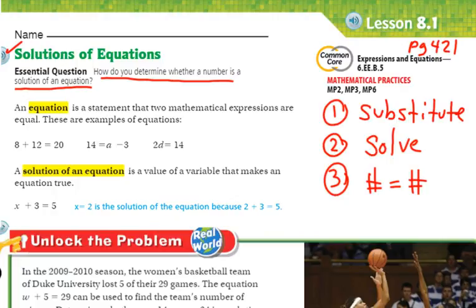So what is an equation? This key term should also be located within your summary. An equation is a statement that two mathematical expressions are equal. These are examples of some equations: 8 plus 12 equals 20, 14 equals a minus 3, and 2d equals 14. You can see that this is really just a combination of an algebraic expression like we worked with in chapter 7, but now we're going to get what that algebraic expression equals. That's what makes it an equation.